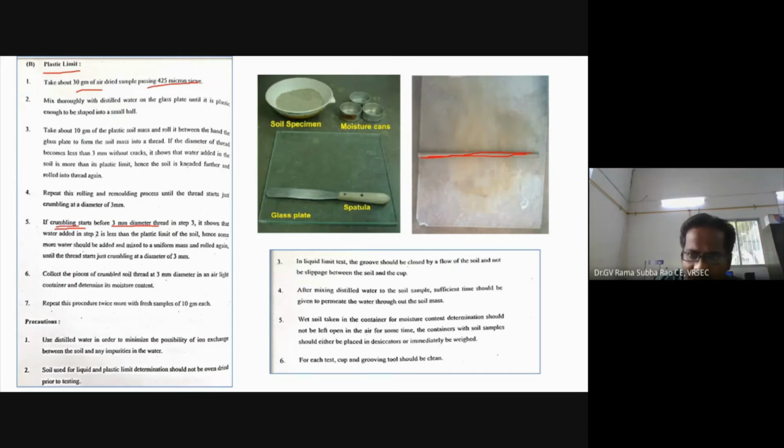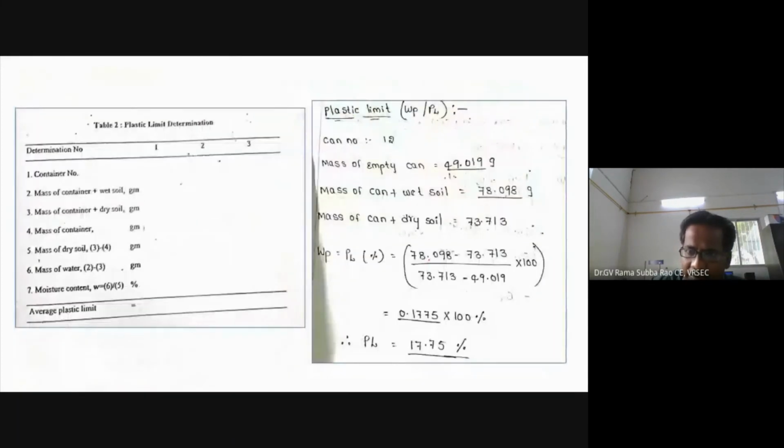Once the crumbling starts, that indicates that your soil consistency changes from plastic to semi-solid. The water content at which the soil changes from plastic to semi-solid is called the plastic limit of the soil. So we have to make a 3 mm thread. You should roll the thread, its diameter should be 3 mm, and it should start crumbling. The way our friends have done plastic limit, in fact, they have done 1 determination, but it is better to do 3 determinations with average, which gives more accurate results.